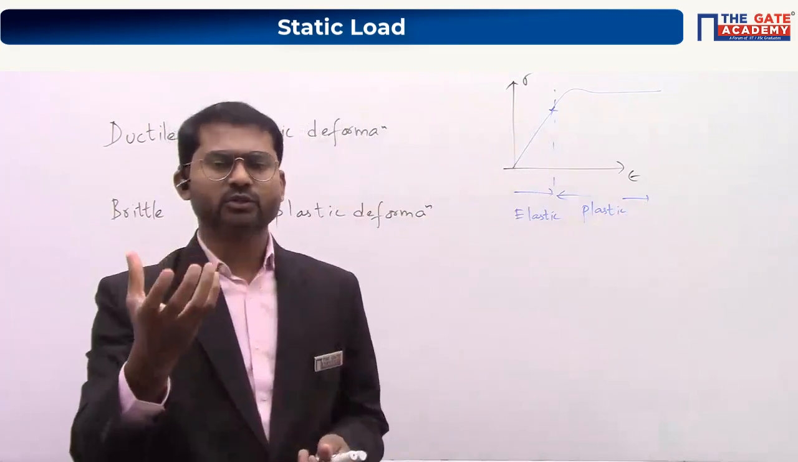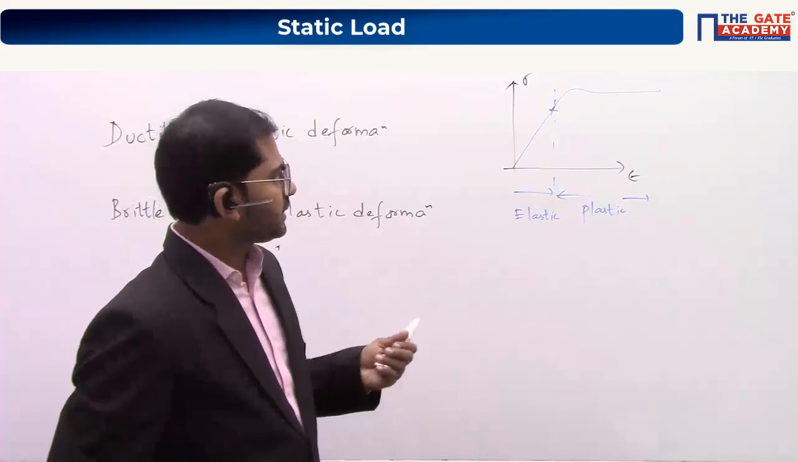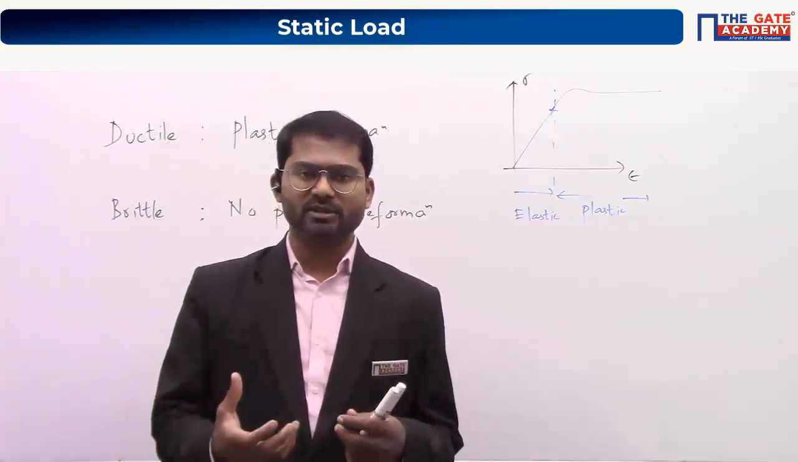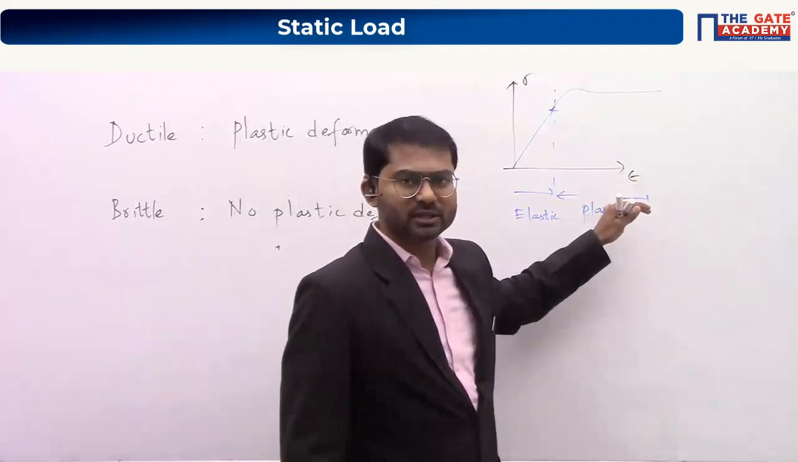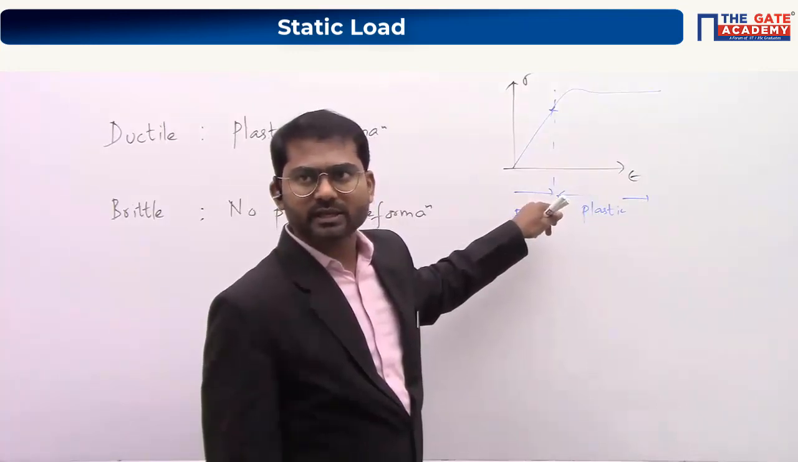So elastic, plastic, I hope everybody knows. Elastic means ability to regain its original shape and dimensions once the load is removed. Plastic region means unable to regain its original shape and dimensions when load is removed. So permanent deformation will happen in the plastic region, and no permanent deformation will occur in the elastic region.